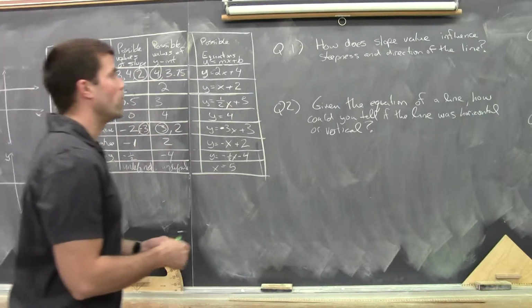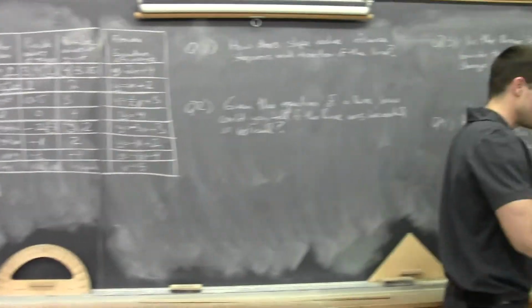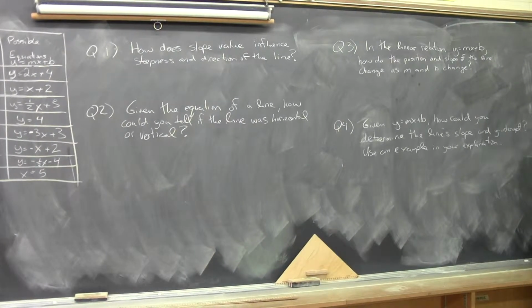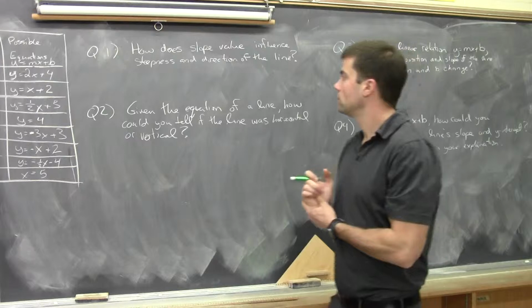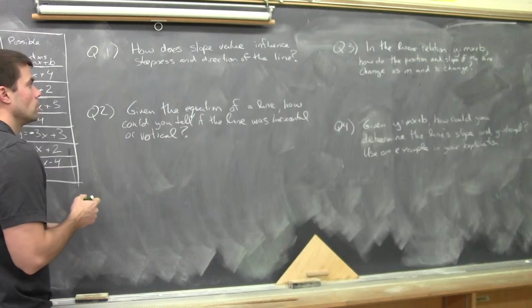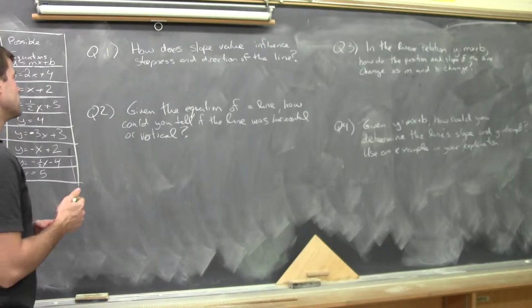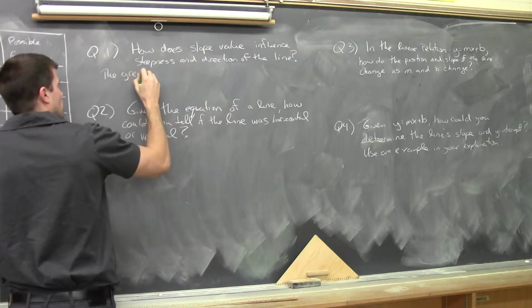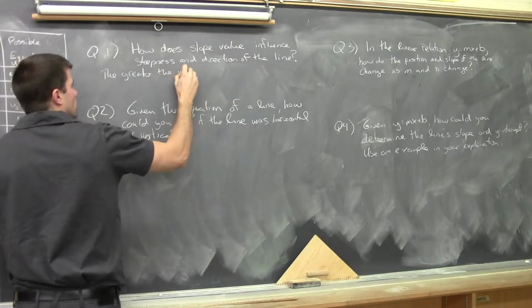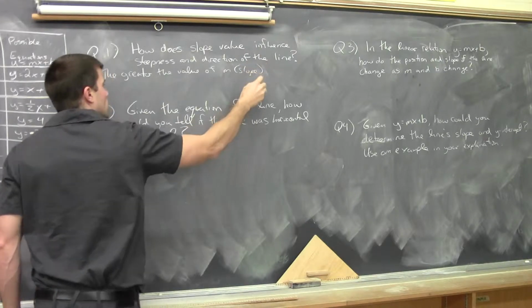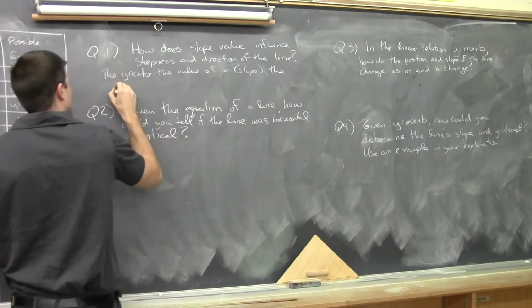Question 1. How does slope value influence steepness and direction of the lines? Noah's going to tell us succinctly what the answer to that question is. The slope influences the steepness of the line, because the higher it is, the steeper it will be. And it influences the direction, depending on if it's positive or negative. So the greater the value of m, which is the slope, the steeper it will be. Good?